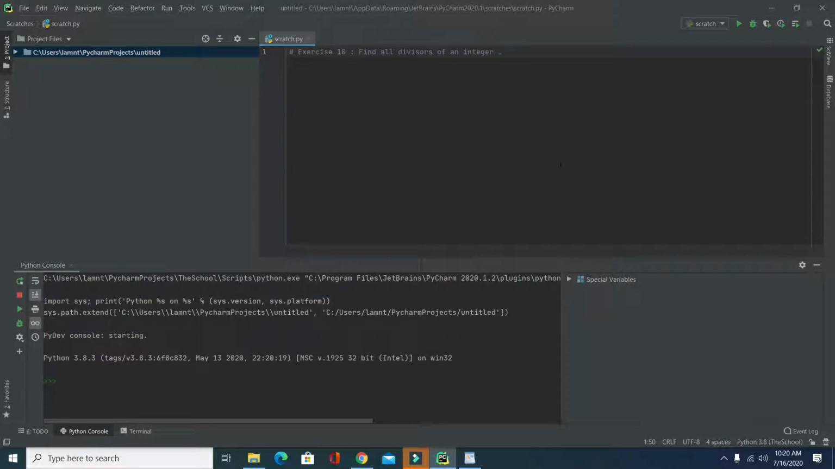Okay, so welcome to the fourth Python tutorial. This is going to be tutorial number 4 on the Python math series on how basic algorithms work in basic Python and also basic mathematical algorithms. So today we start with exercise 10, which is finding all the divisors of an integer.